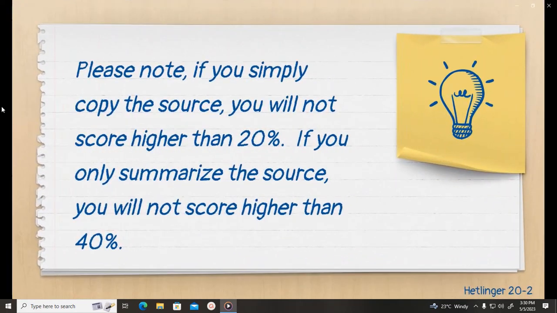Please note that if all you do is simply copy the source, you can't score higher than 20%. And if all you do is summarize the source by saying what they said, you can't score higher than 40. You have to add original thought, like discussing ideologies and pros and cons.